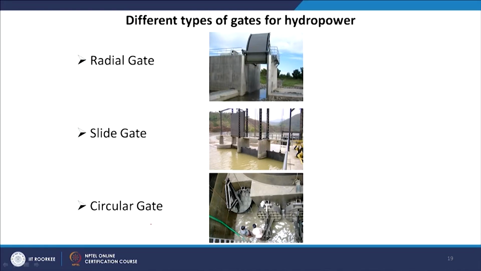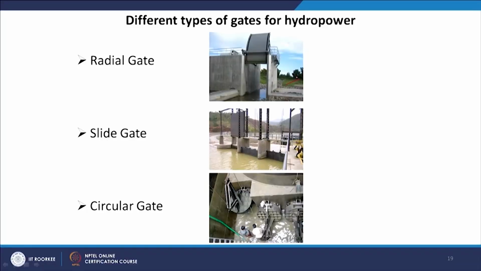And there are different types of gates for hydropower. That is the radial gate, slide gate and circular gate, that help the flow of water through the gates. So, this is the radial gate, this is the slide gate, and these are the circular gates. There are different types of gates and different types of valves also used in this plant. So, that is up to this on hydro energy production.